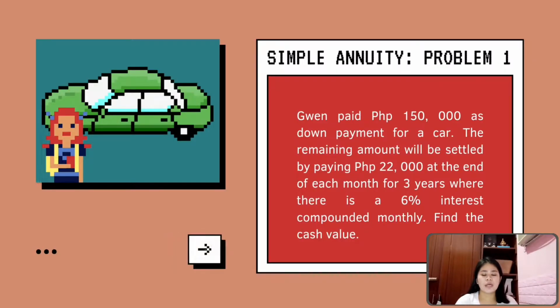Problem 1. When paid 150,000 pesos as down payment for a car, the remaining amount will be settled by paying 22,000 pesos at the end of each month for 3 years, where there is a 6% interest compounded monthly. Find the cash value. Let us list down the information needed.